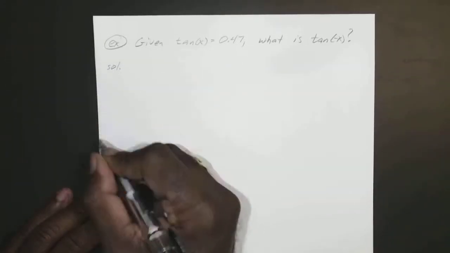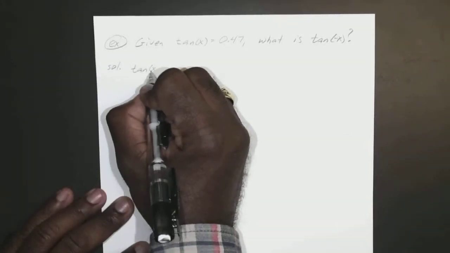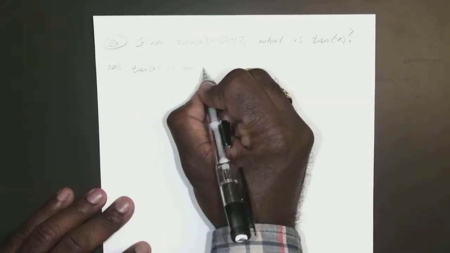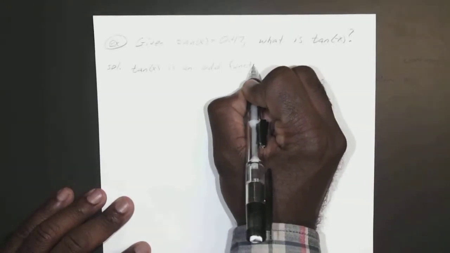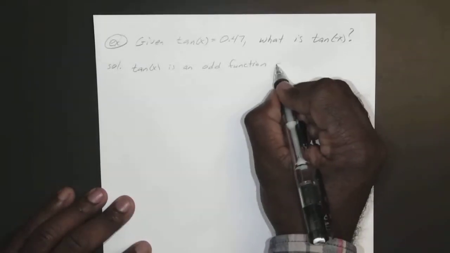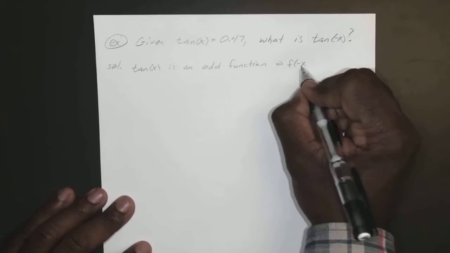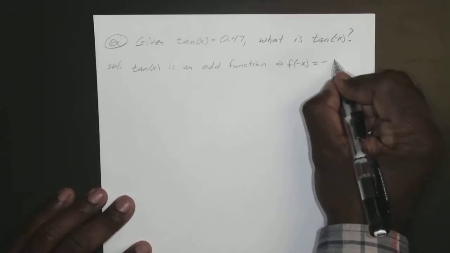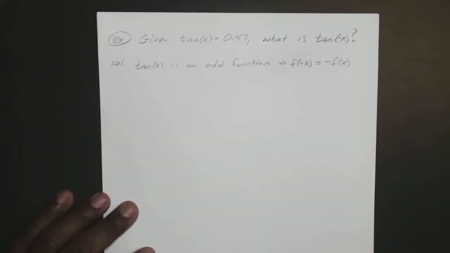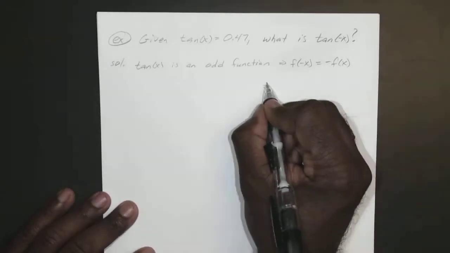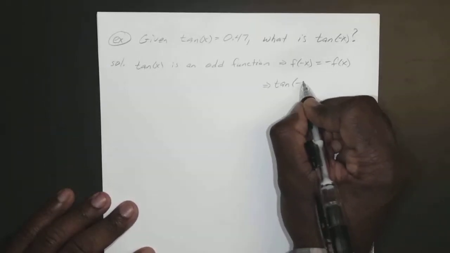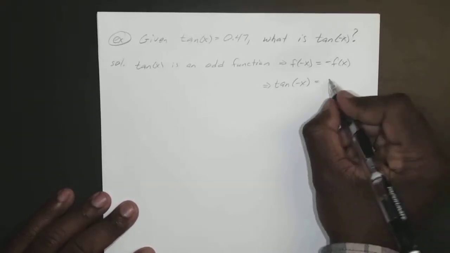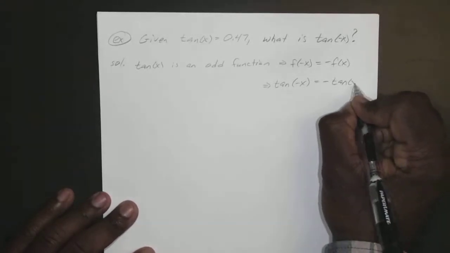Remember, cosine and secant are the only even functions. So that means everything else is odd. So we know that tangent of x is an odd function. Okay? So that means that f of negative x equals, when it's odd, that negative just comes right out to the front. Negative f of x. So for tangent, tangent of negative x, that negative just comes out to the front as negative tangent of x.